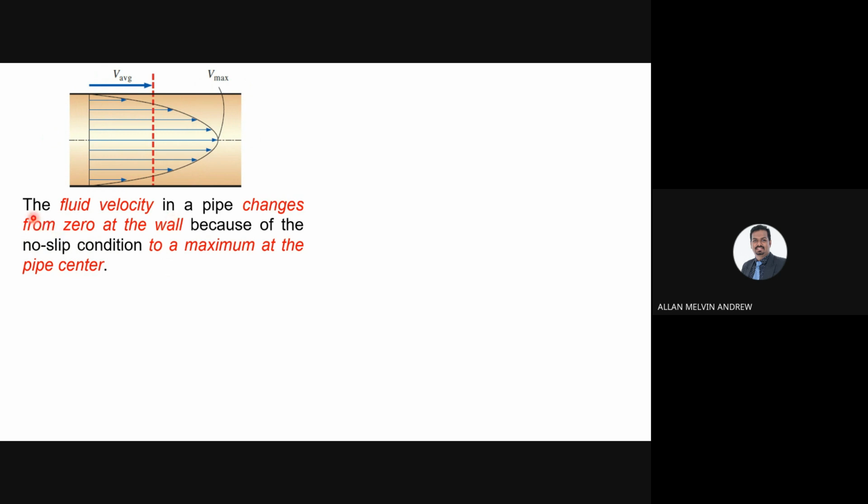Okay, so if we see the explanation, the fluid velocity in a pipe changes from zero at the wall. At the walls, we have two walls, because it is circular, but we just take a 2D image. Why is it zero here? Because of the no slip condition, and at the middle it will be the maximum velocity because no walls are attached, so no friction.